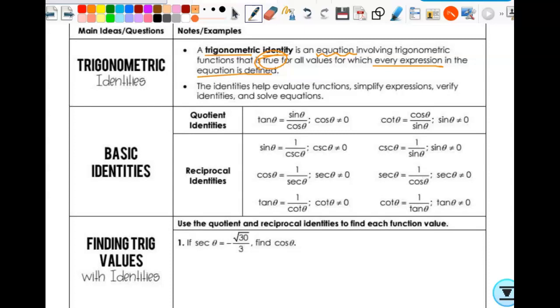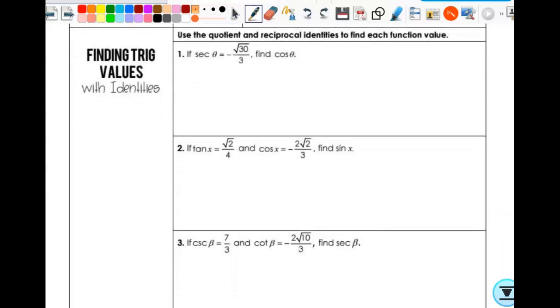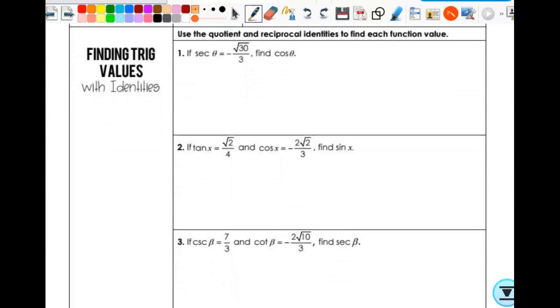So it says to use the quotient and reciprocal identities to find each function value. So we have secant of theta equals negative square root of 30 over 3. And I want to find cosine. How are secant and cosine related? They're reciprocals. So if the secant of theta is negative square root of 30 over 3, then the cosine of theta is negative 3 over the square root of 30.